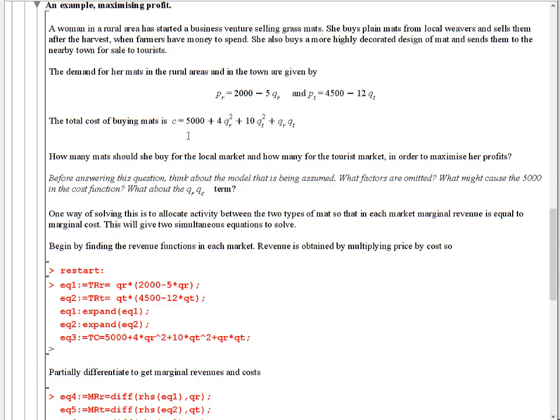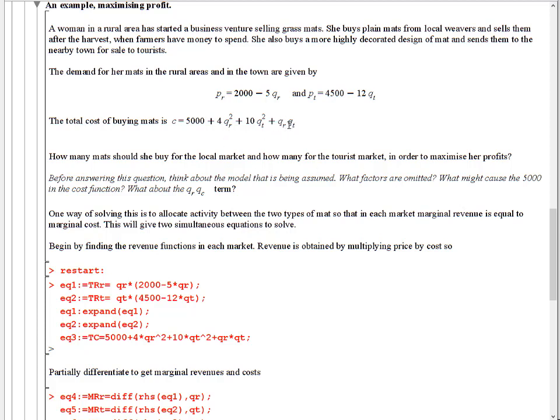So the 5,000 here is to represent a fixed cost. So even if she sets QR and QT to 0, so she has no business or mats at all in some particular week or year, she still has to pay 5,000. So it could be that she's renting a warehouse or some space to do the work in, for example.